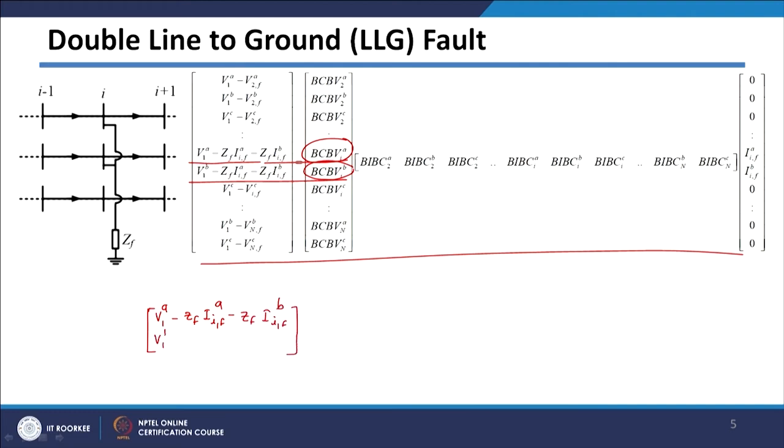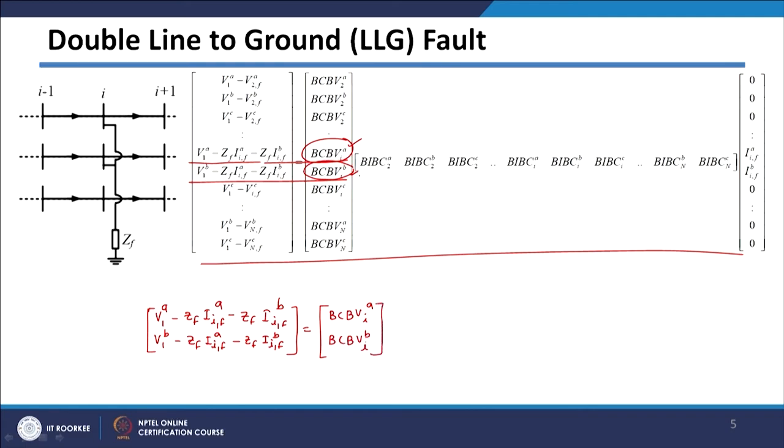Similarly, V1B minus the A phase and fault current in B phase of ith bus, and this will be equal to, here these two rows will come into picture. So, BCBV ith row and A phase, BCBV of ith bus and B phase.